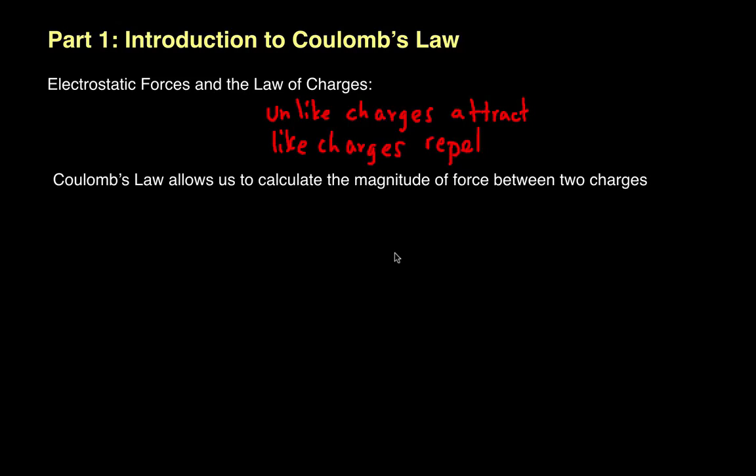Coulomb's law is a formula that allows us to calculate the magnitude of the force between the two charges. Coulomb's law is written like this: F equals K Q1 Q2 divided by R squared. In Coulomb's law, F represents the force between the two charges. This is measured in newtons.